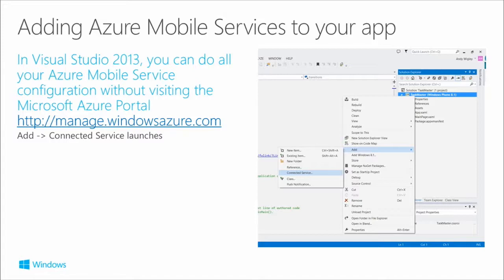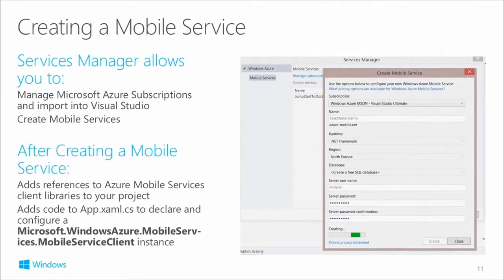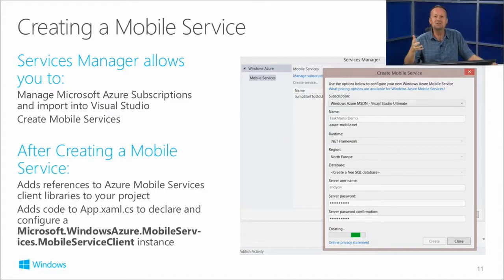But there are now great tools built into Visual Studio that help you do a lot of that work from within the dev tool. You can right-click on your project and say Add Connected Service, and this puts up a dialog. I'm going to show you this in a minute, so I'm not going to talk through it too much. It allows you to create a new Azure Mobile Service or connect to an existing one. It adds all the correct references to your project and plugs some code into your solution so it's ready to connect to that new cloud service.